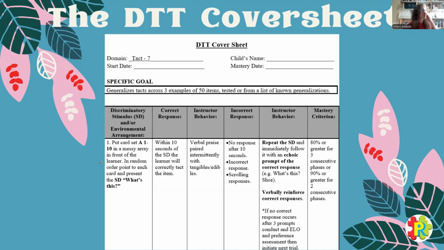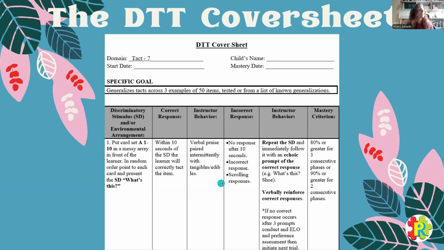In random order, point to each card and present the SD. What's this? Correct response within 10 seconds of the SD. For example, the learner will correctly tag the item. The instructor behavior: verbal praise paired intermittently with tangibles or edibles. Incorrect responses might look like no response after 10 seconds. Your learner might have a different time criteria.